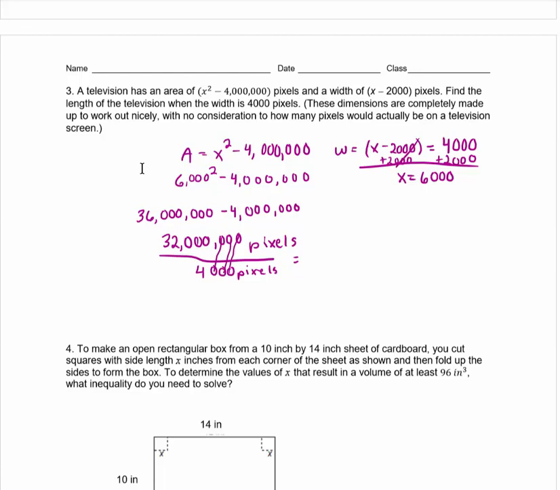32,000 divided by 4 is 8,000. And so, like I said, I don't know how reasonable it is to have a TV that's 8,000 by 4,000 pixels. I really don't care, because isn't it nice that we got such nice answers?